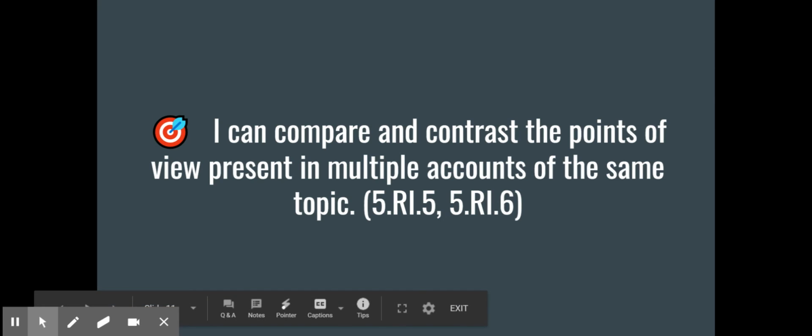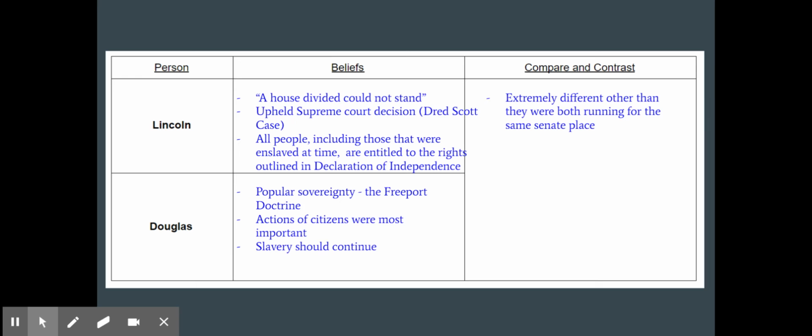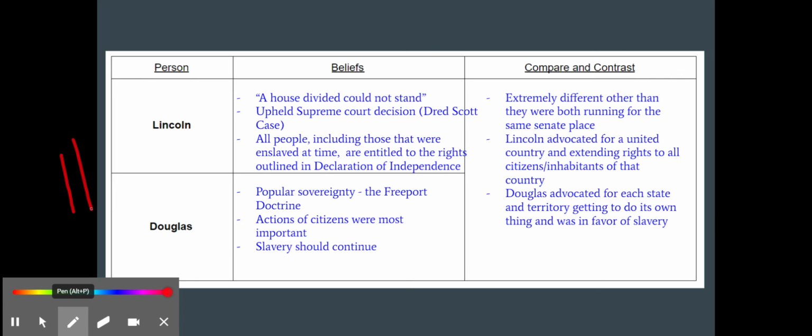So again, we're putting all of those right there because that's what he was advocating for during these Senate seat debates. All right, so now let's go ahead and hit that learning target of comparing and contrasting the points of view. So looking at this, how can I compare and contrast them? Well, for comparing, they're basically extremely different other than they were both running for the same Senate place. There's not much that they have in common. In terms of contrasting, they have a lot of things different, right? Lincoln is advocating for a much more united country, while Douglas is advocating for a much more states' rights separated country. Go ahead, again, make sure that you are pausing as you need to get all of this down.